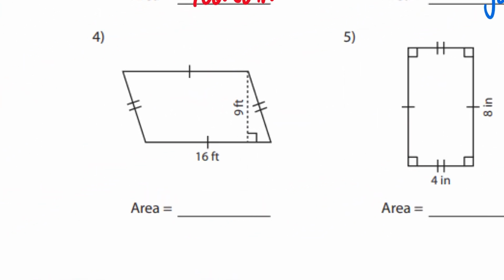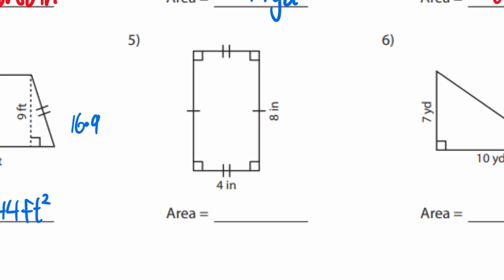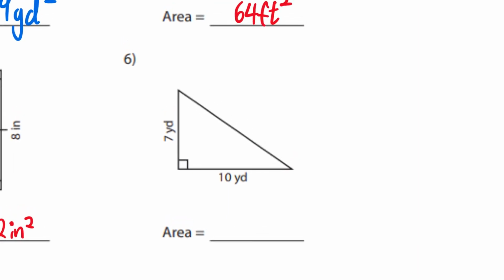Okay, on a parallelogram, just base times height, so 16 times 9, which is what? 144 square feet. All right, what's the area of this rectangle? It should be 32 square inches. And then for this triangle is base times height divided by 2, which is 35 square yards.